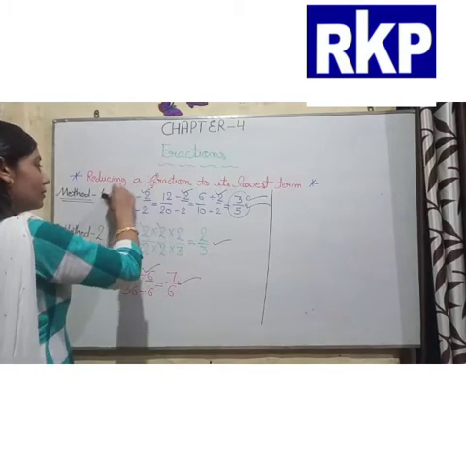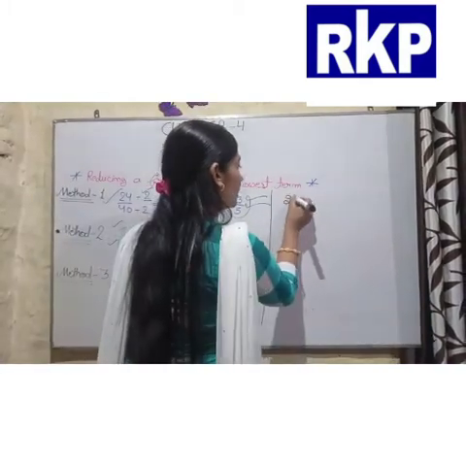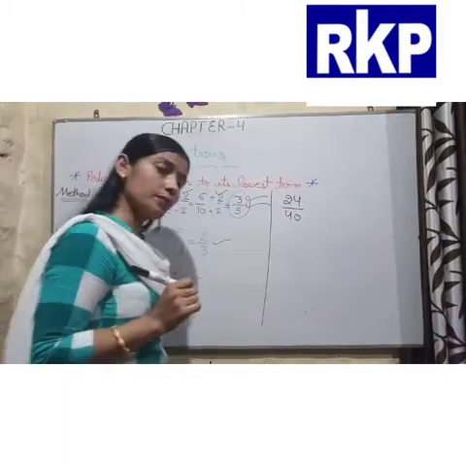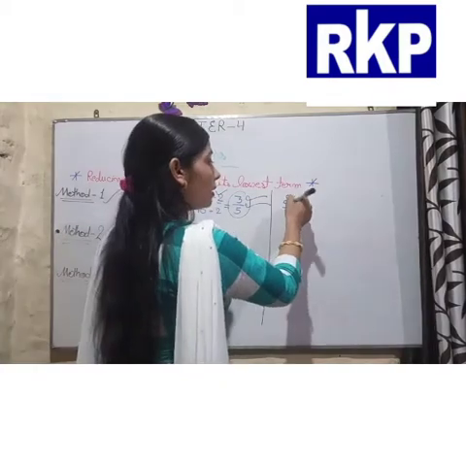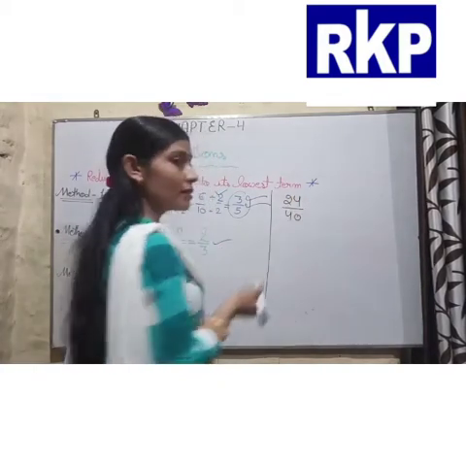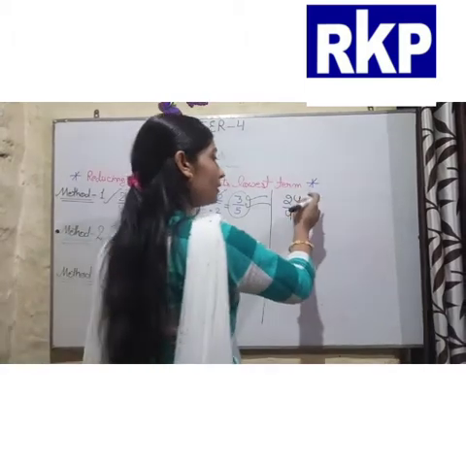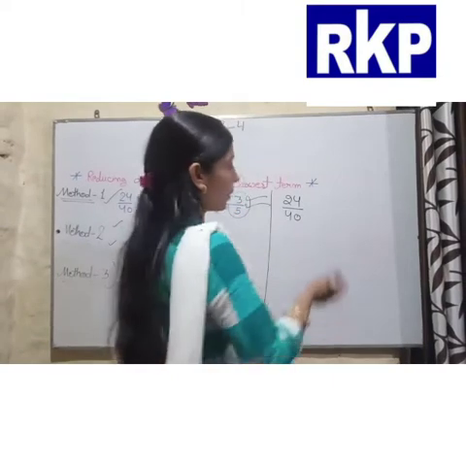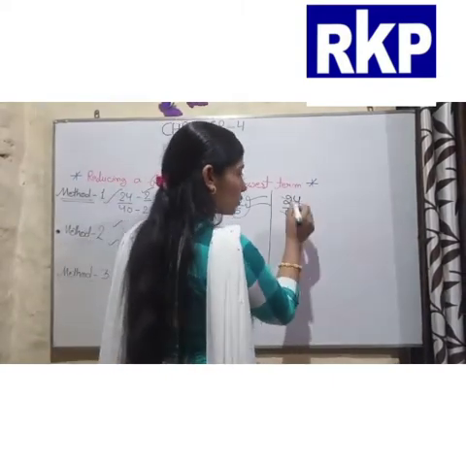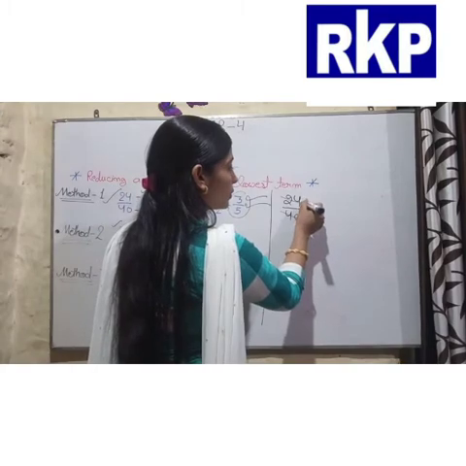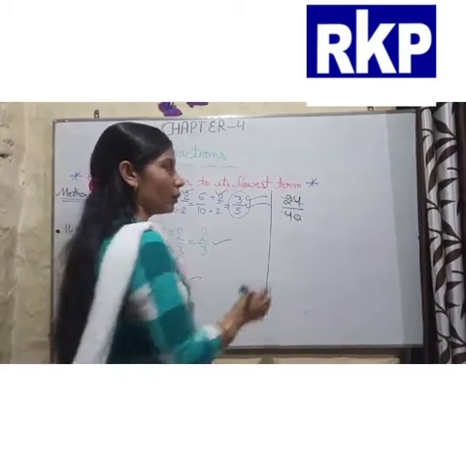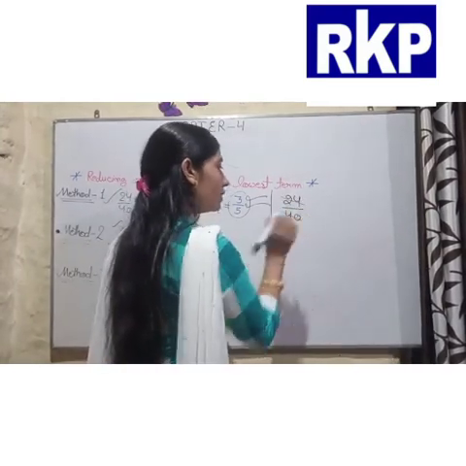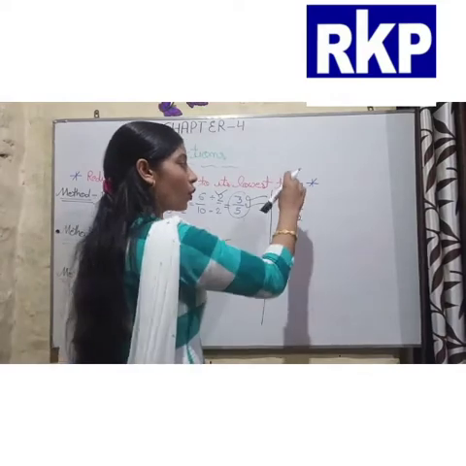So let us take this example. Here we have 24 by 40. How can we reduce this fraction to its lowest term without writing the number by which we are dividing? First of all, we have to check the common factor of the numerator and denominator, and then cut the numerator and denominator by that common factor.